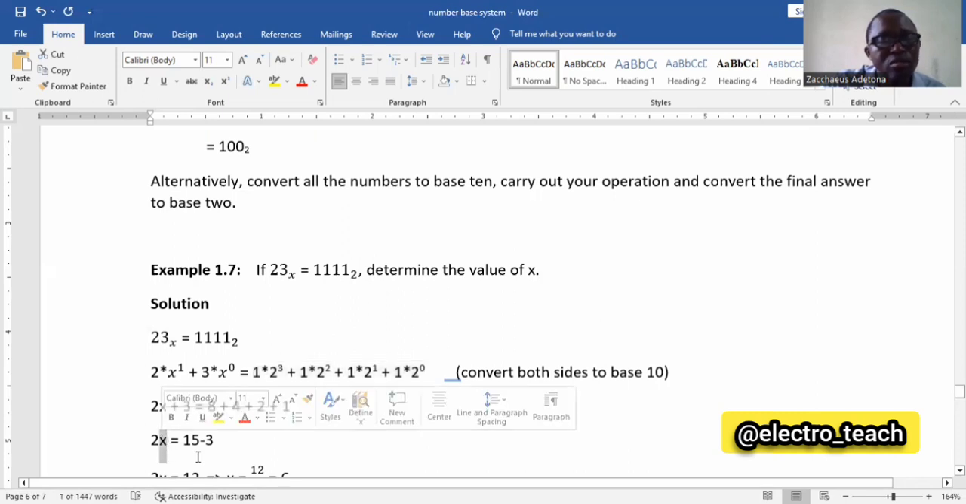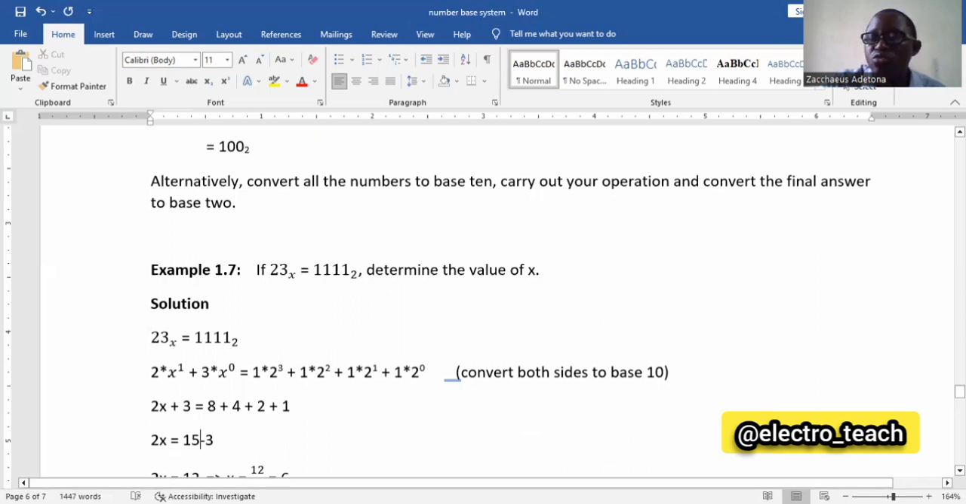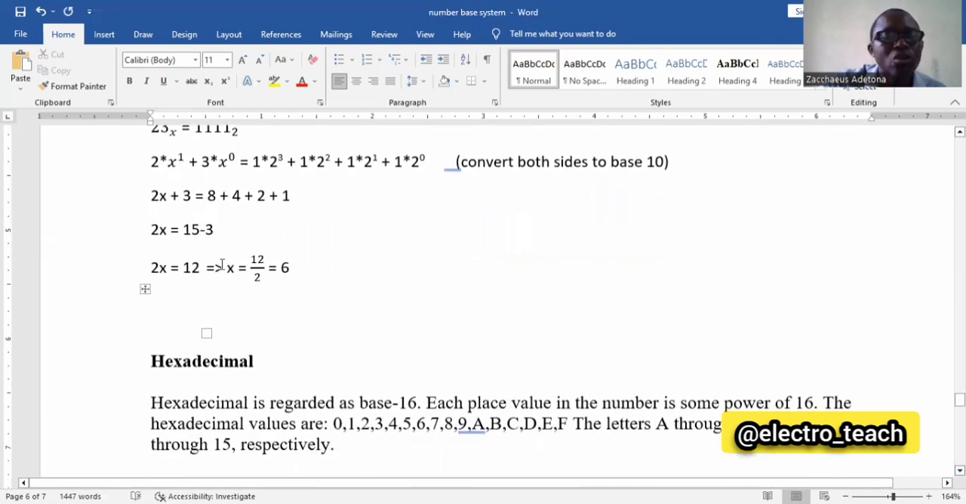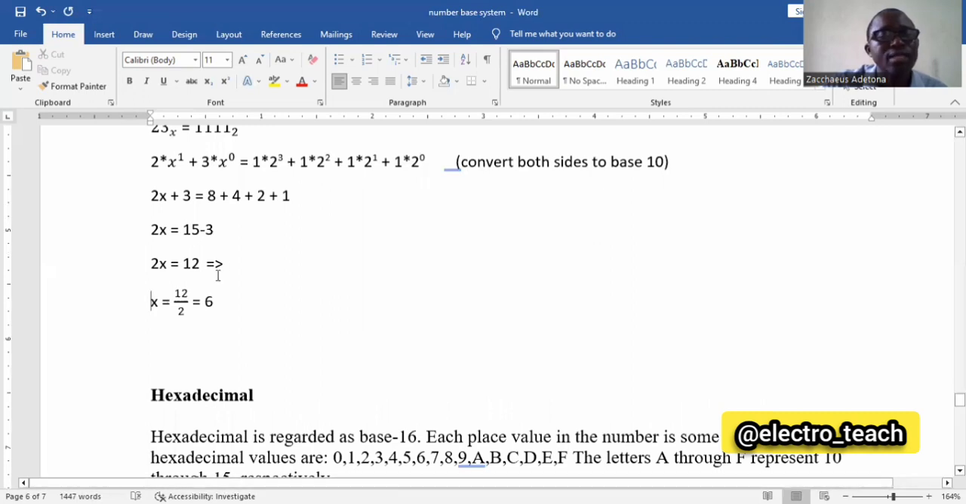And then you can simplify that to get 2x is equal to 15 minus 3. That is, 2x is equal to 12. Therefore, x is equal to 6. So the base of the original number 23 is base 6. So that is how we came to the conclusion.